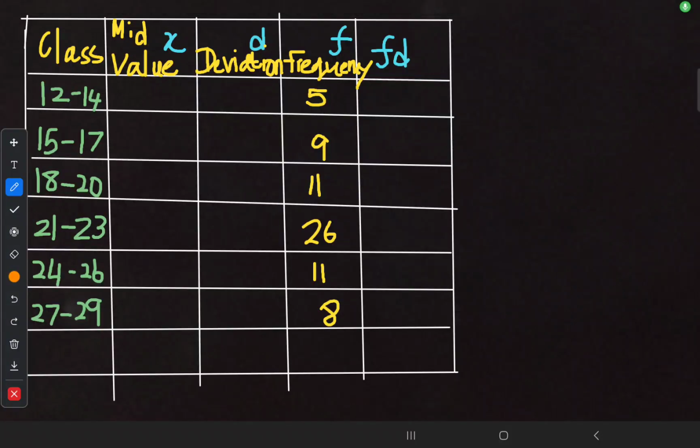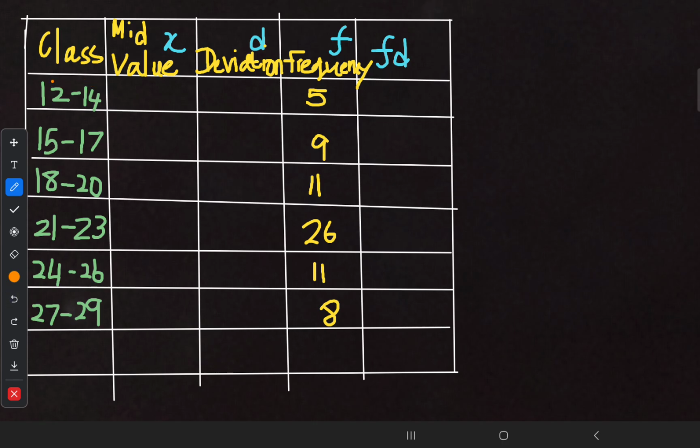According to this given data table, we have to find the mid values and deviations, and we need to complete the FD column too. Okay, first of all, let's complete the mid value column. For that, you should add 12 plus 14, the lower class boundary and upper class boundary.